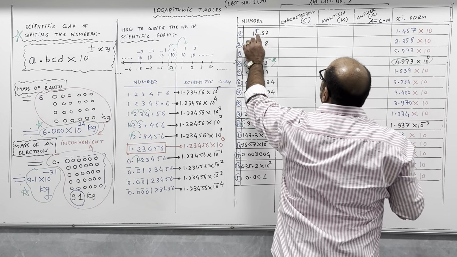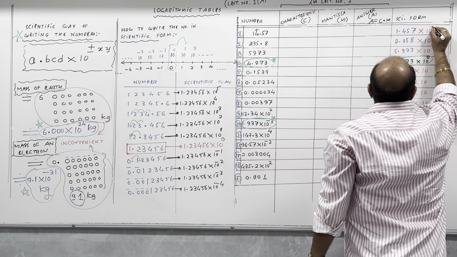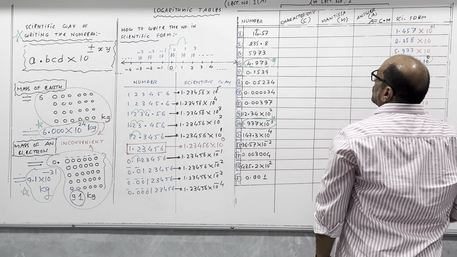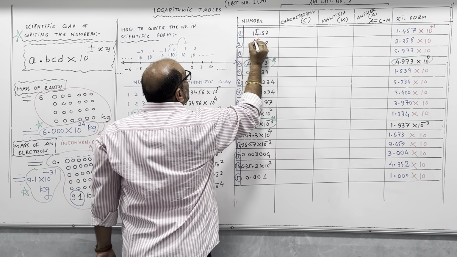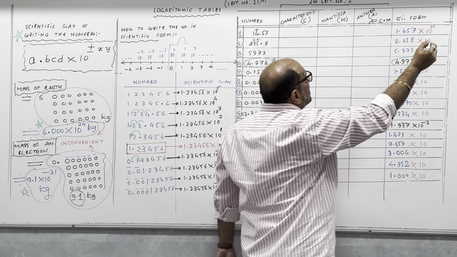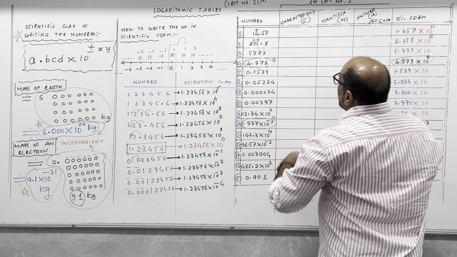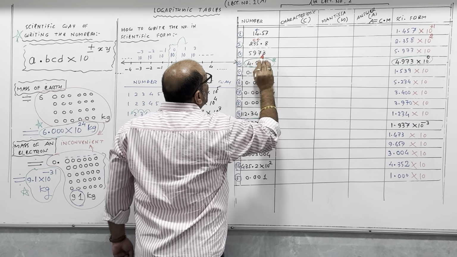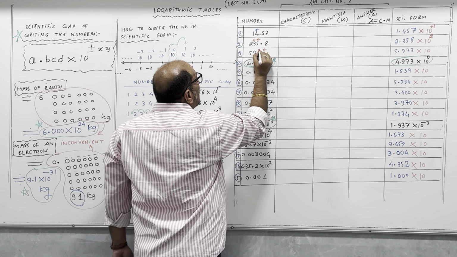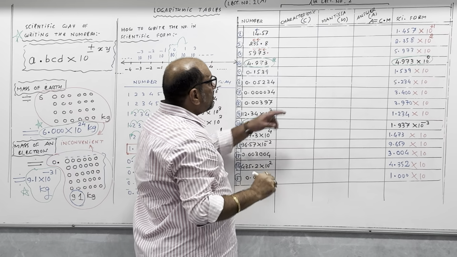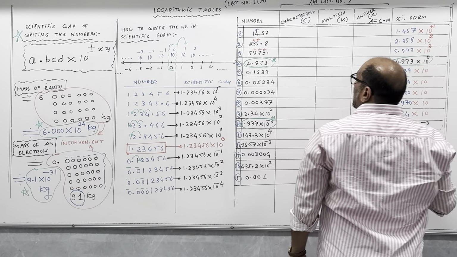Now here, you shifted the decimal point one place to the left side, so the power should be one place to the right side, that means 10 raised to +1. Here you shifted the decimal point two places to the left, so the power should shift two places to the right, that means 10 raised to +2. Here, 5973, the decimal point is after 3, so you are shifting it by 3 places. 1, 2 and 3, because the decimal point is after 5. So this should be 10 raised to plus 3.